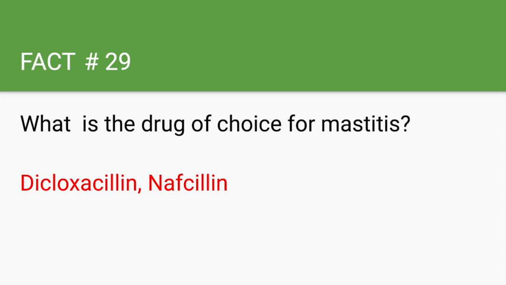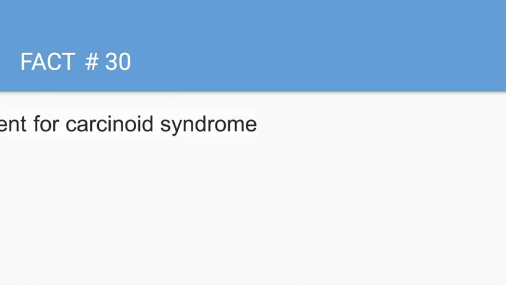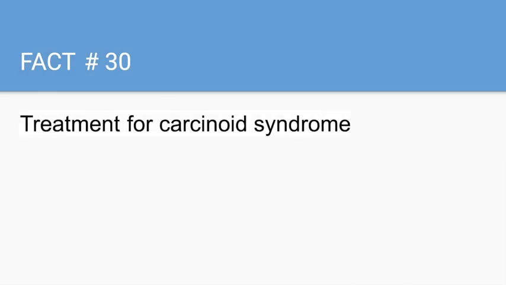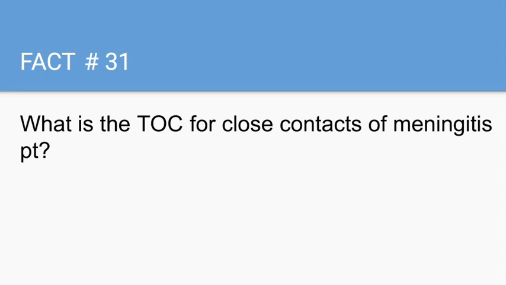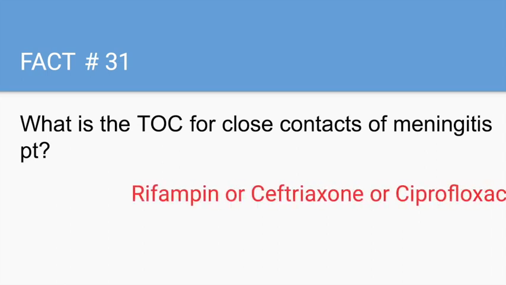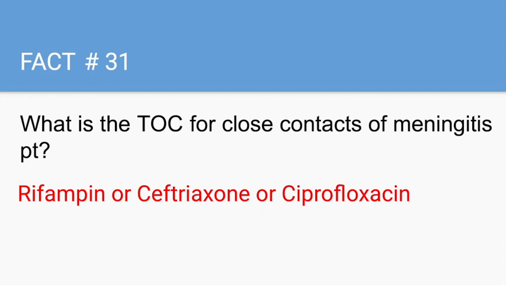What is the treatment of choice for carcinoid syndrome? Octreotide. What is the treatment of choice for close contacts of meningitis patients? Rifampin or ceftriaxone or ciprofloxacin. So let's say that a patient has meningitis and they were in close contact with a patient that is pregnant. Which of these medications would be appropriate to give that pregnant patient? Leave it in the comment section below.